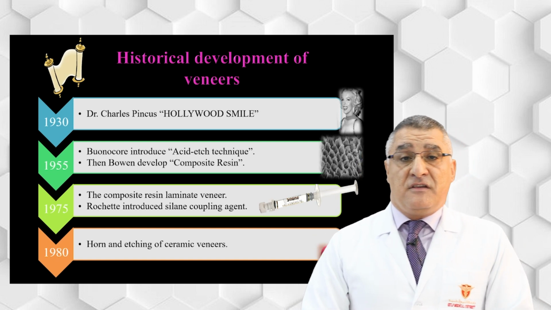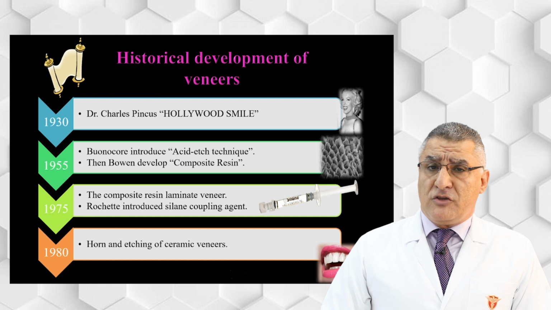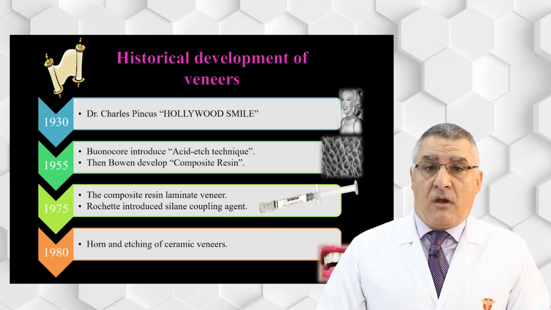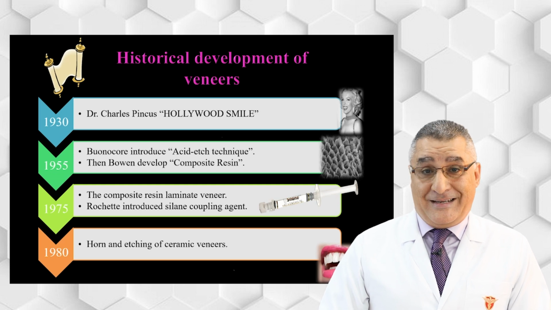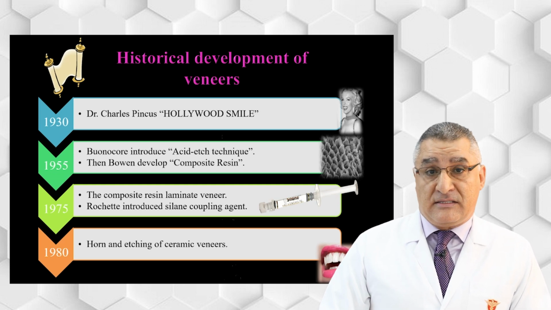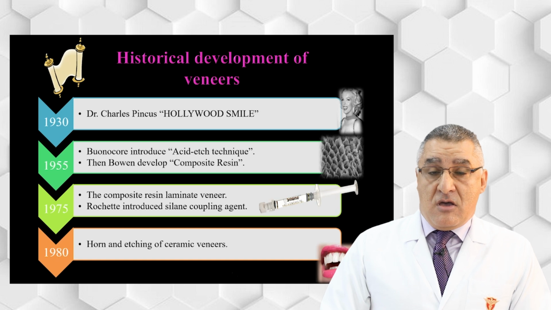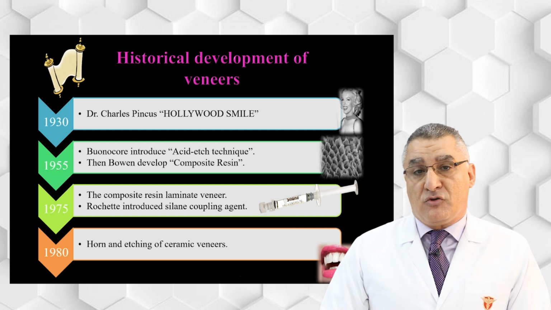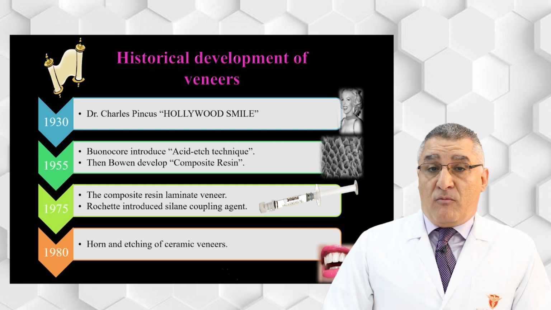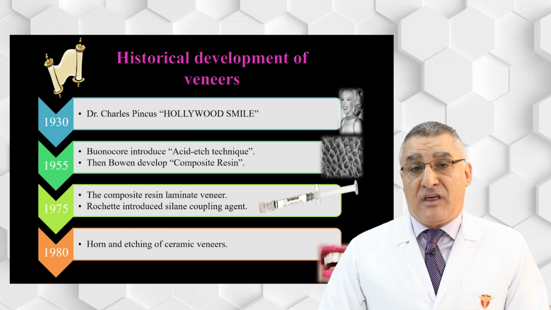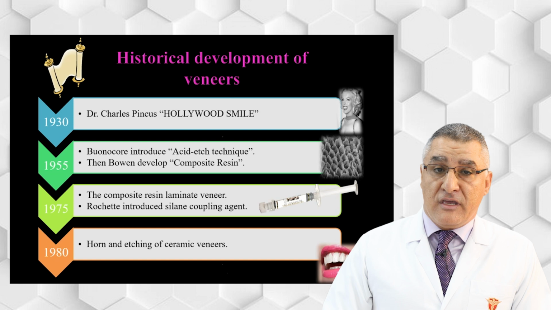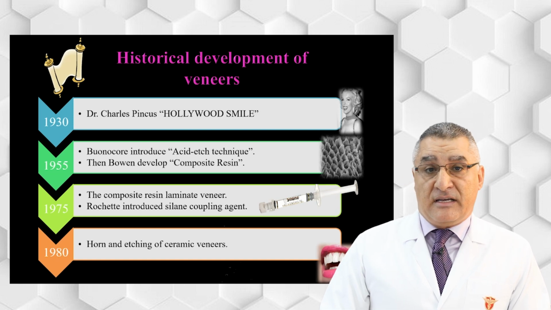In 1955, Buonocore introduced the acid etch technique. Also, Bowen introduced the composite resin. At that time, only silicate cement, which is an opaque material, was available and not suitable for aesthetic restoration. So the introduction of the acid etch technique and the composite resin solved the problem of bonding between the restoration and the tooth. However, we still had a problem with bonding between the resin and the ceramic.